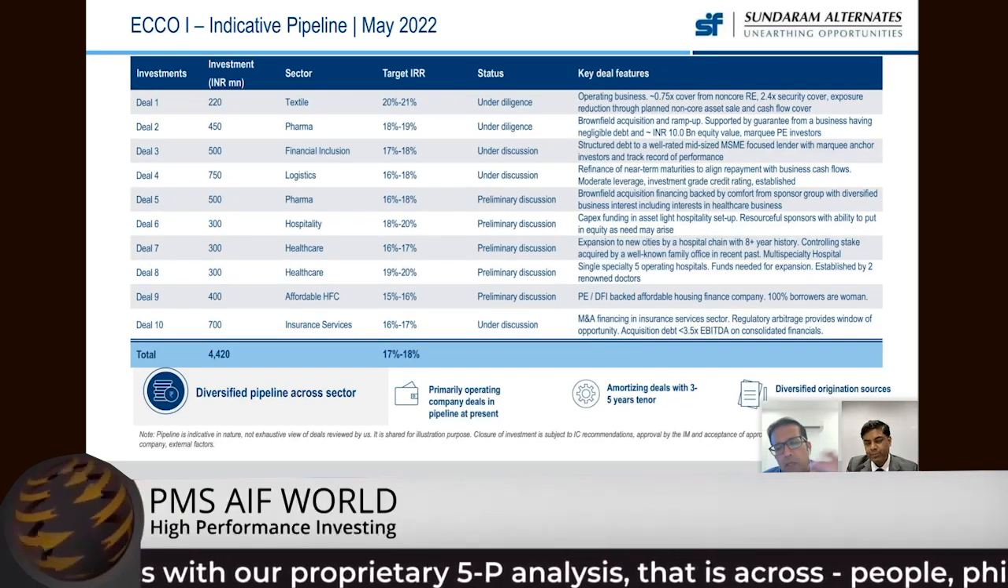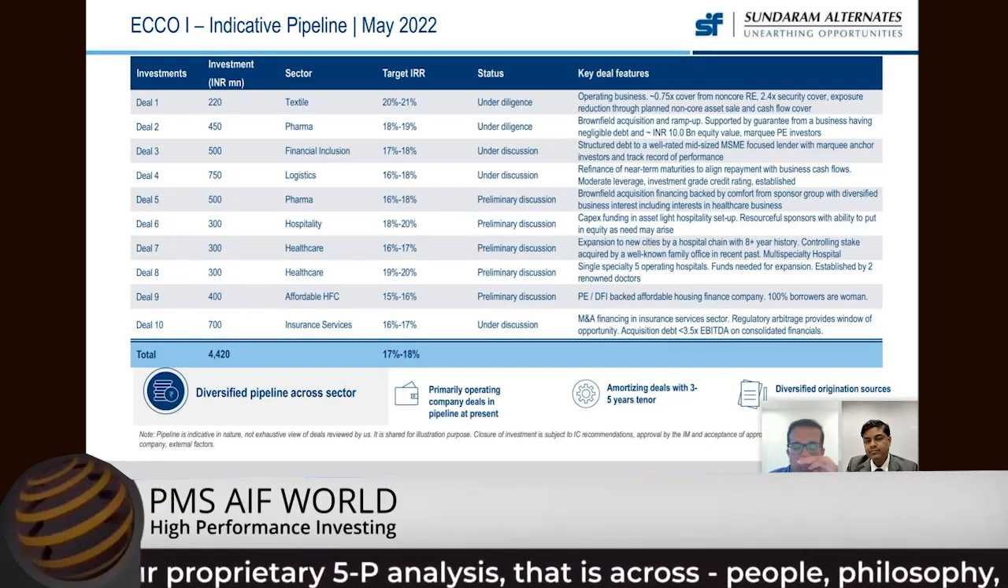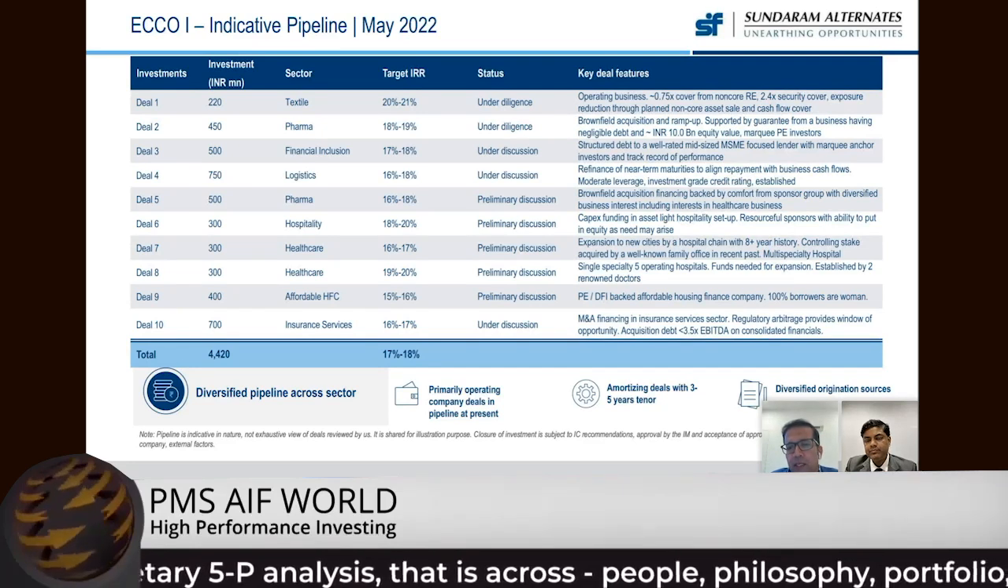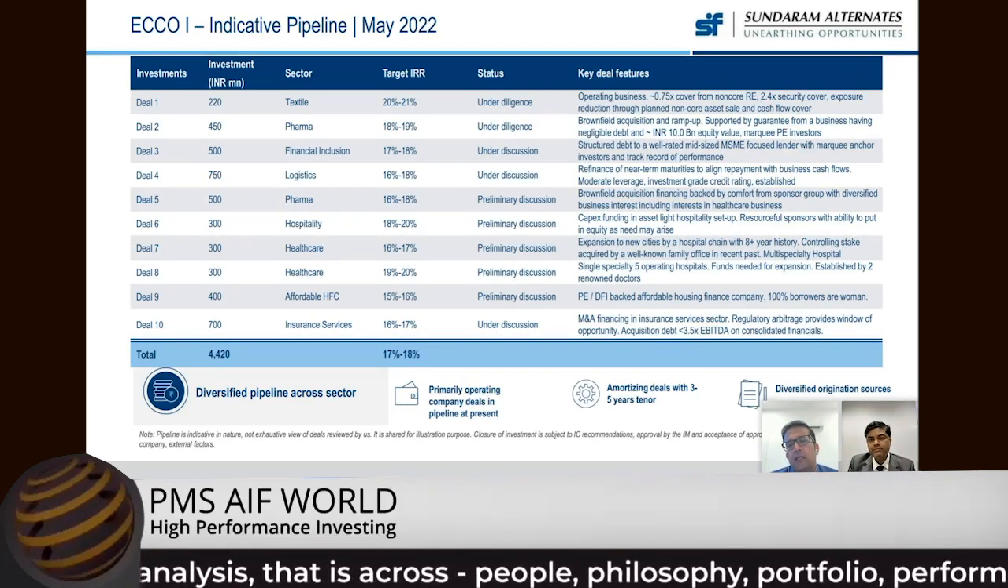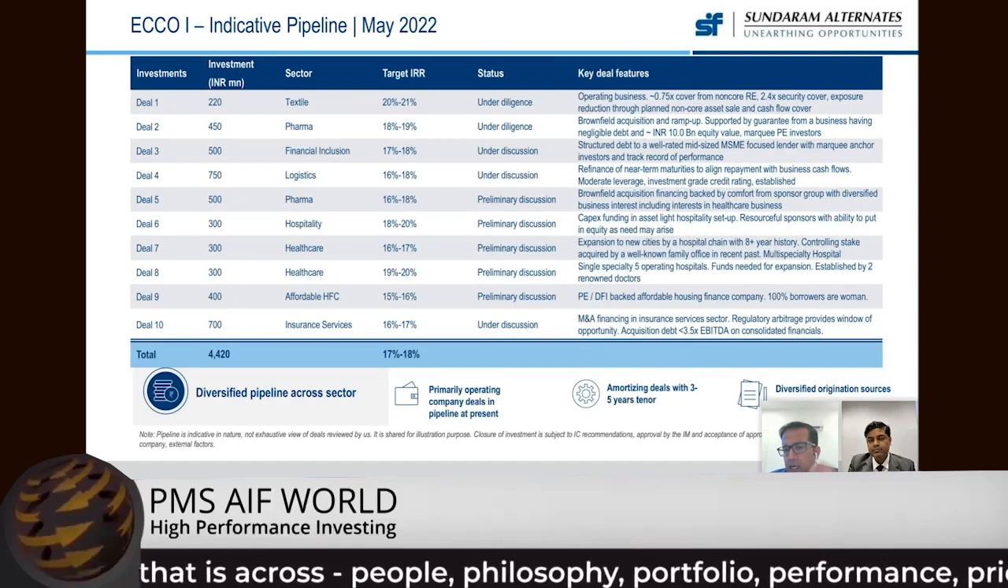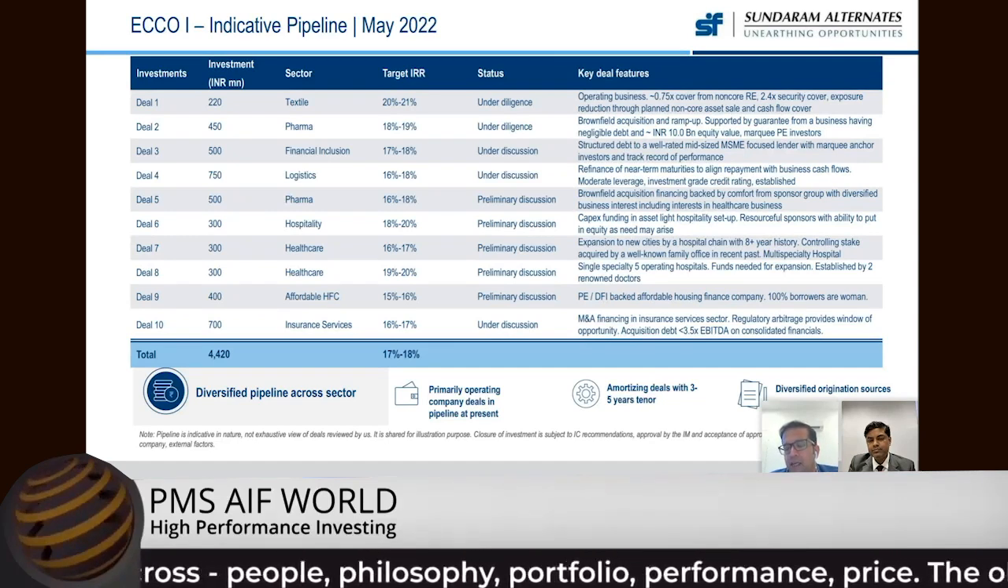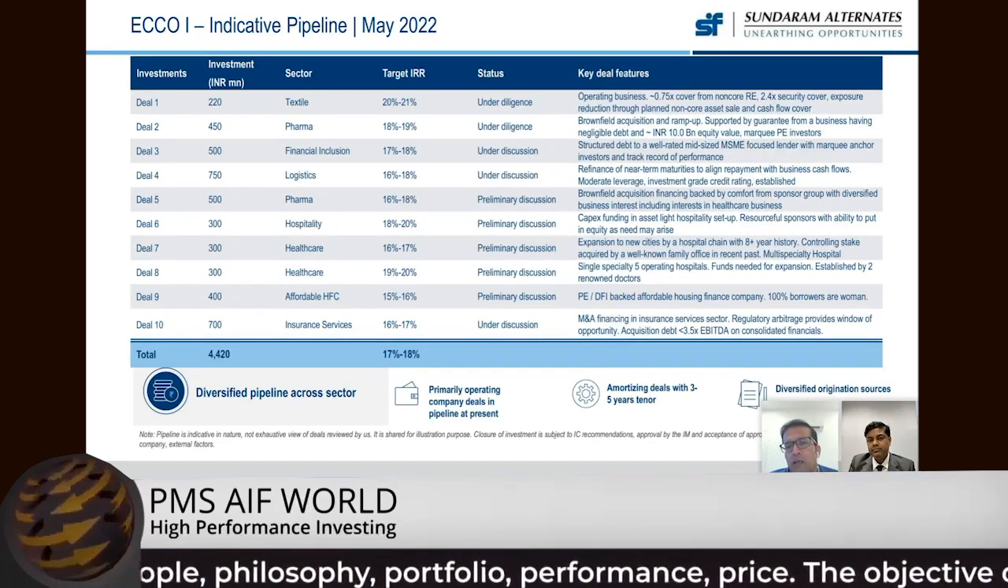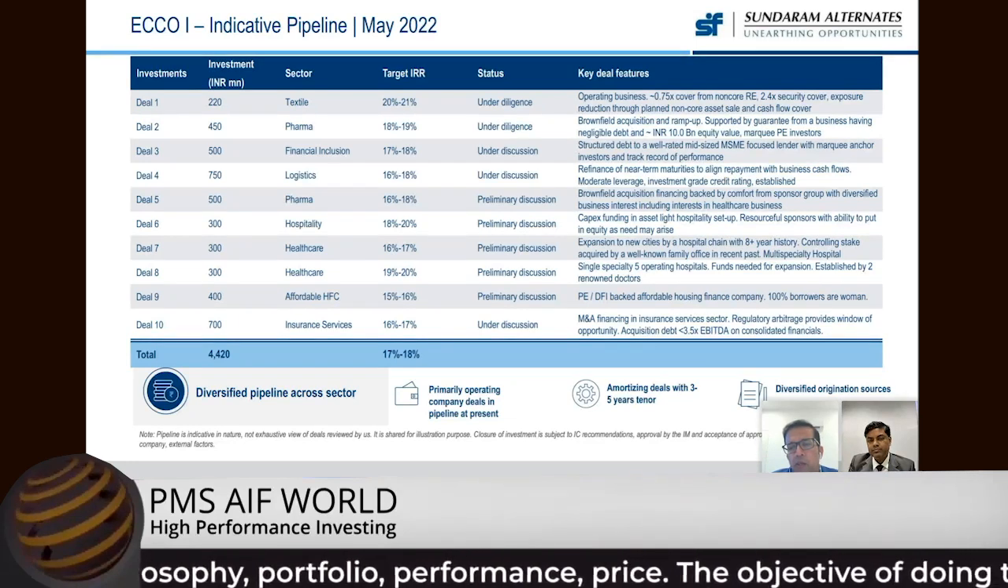So for example, the textile deal that Chandan mentioned to you, the whole deal is predicated on the fact that the promoter has so many assets which are already under discussion to monetize or sell, which within the first 1 year is likely to repay 50% of the capital.